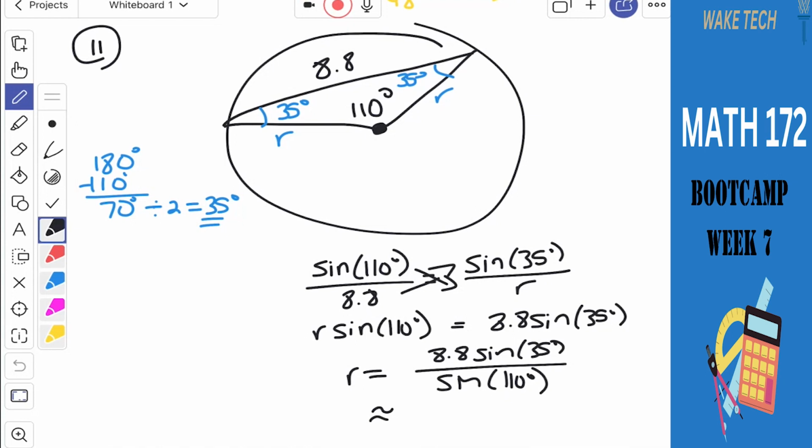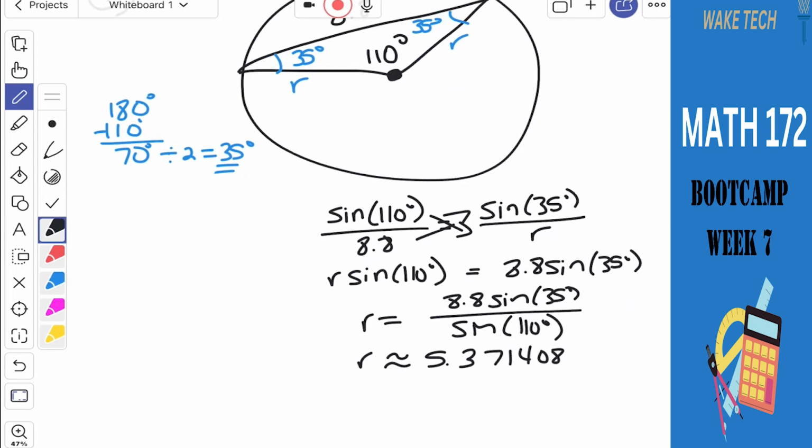So putting it in the calculator, we get approximately 5.371408, and so on, which is a radius of the circle. The question, I believe, asks for the diameter. And so if we multiply that by 2, we get approximately 10.7.